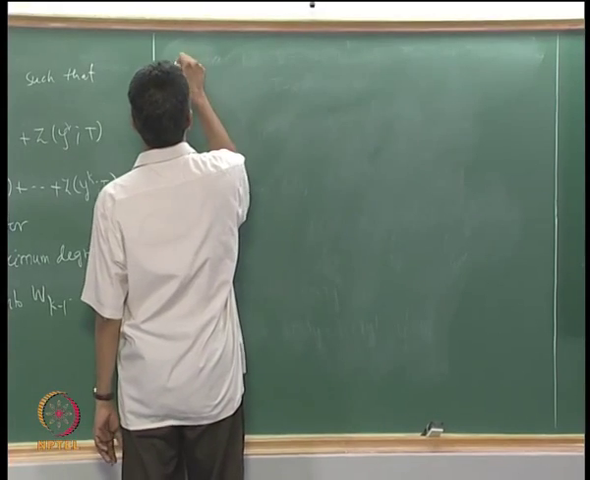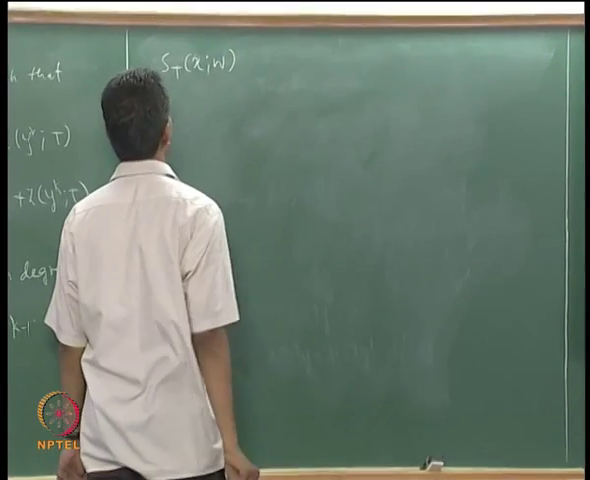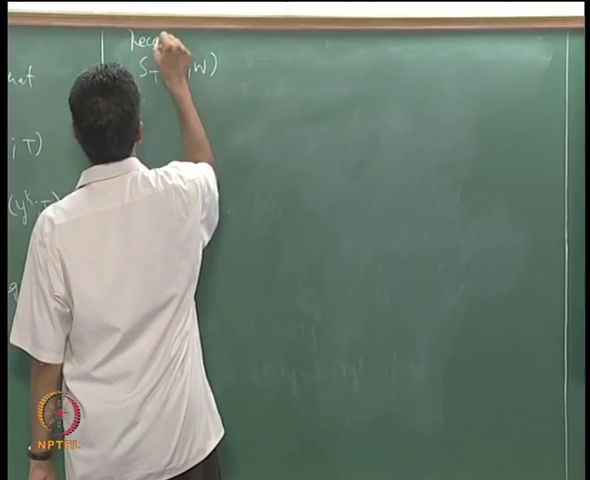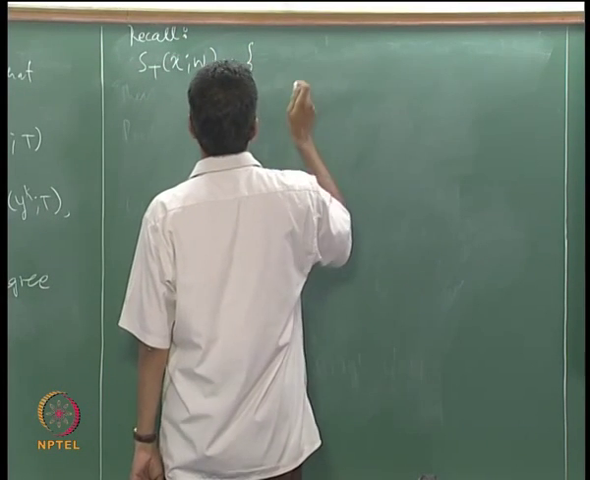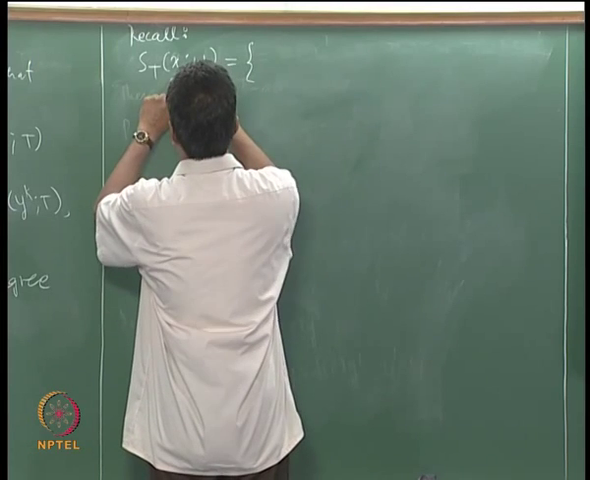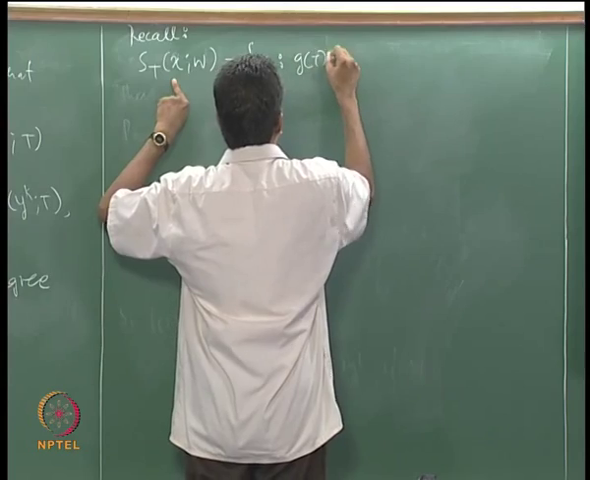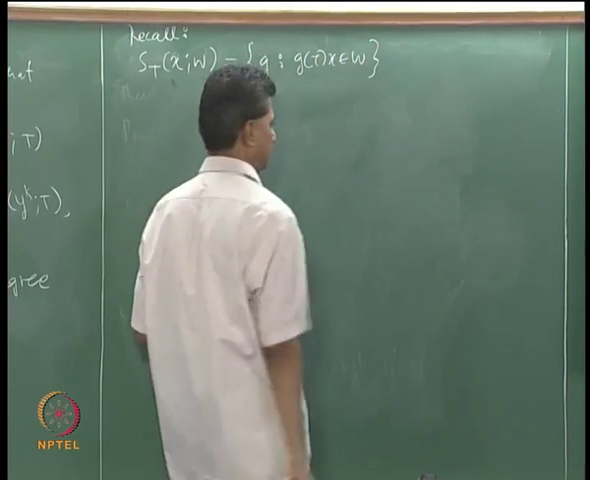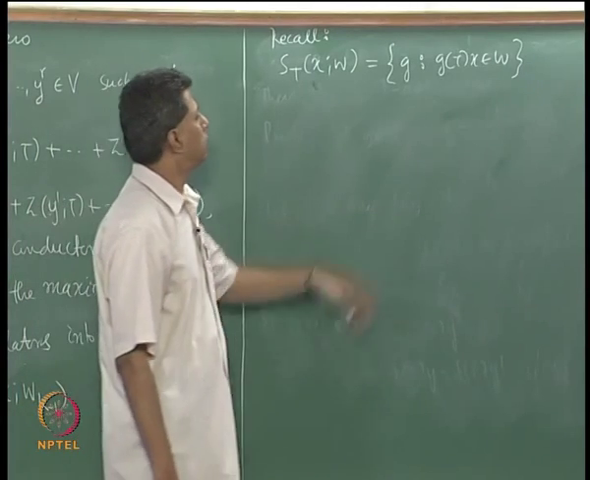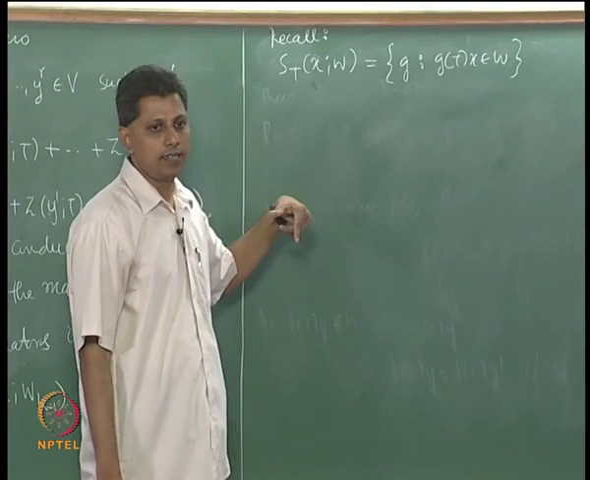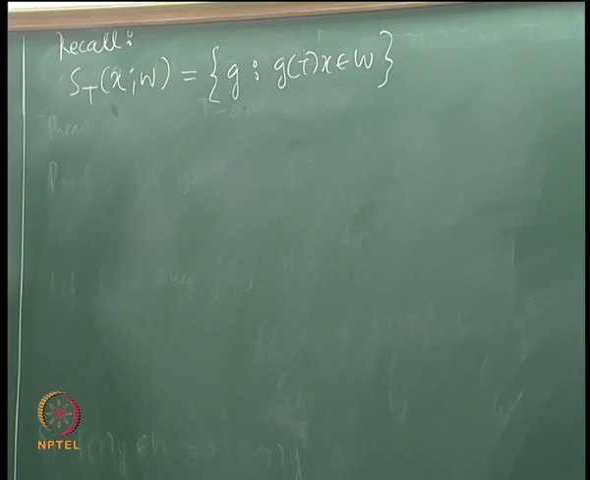So what is this s? Recall this subspace S_T(x; W) for a subspace. This is really to recall this notion. This is the T-conductor of x into W, that is the set of all polynomials g such that g(T)x belongs to W. This is S_T. We know that this is an ideal in the principal ideal domain F[t]. So this is generated by a unique monic polynomial.